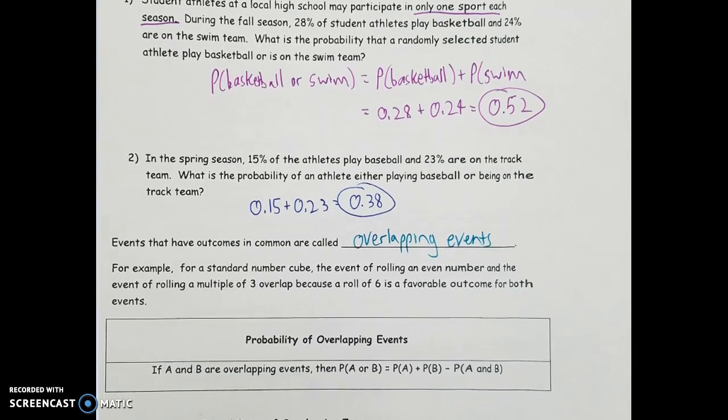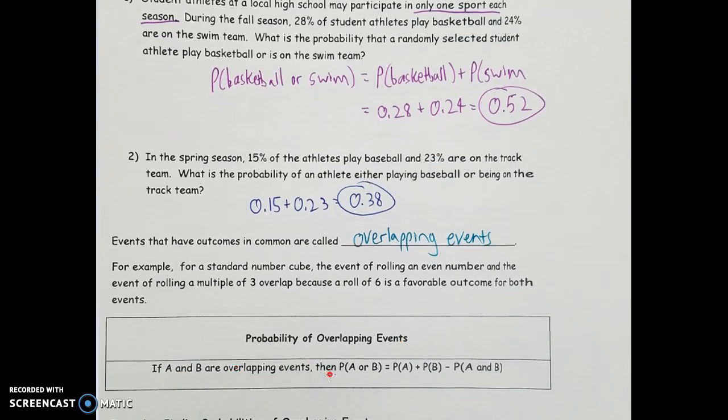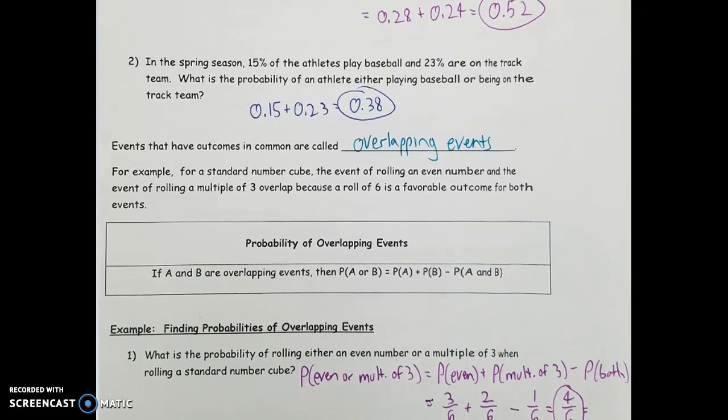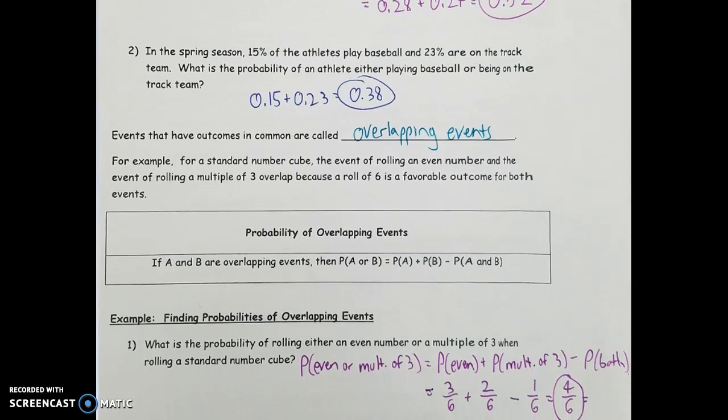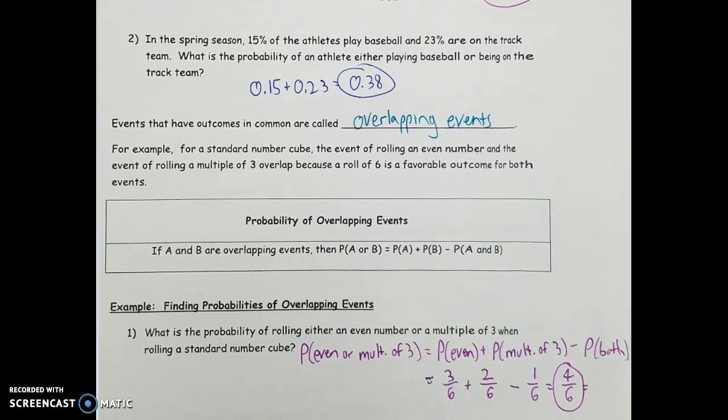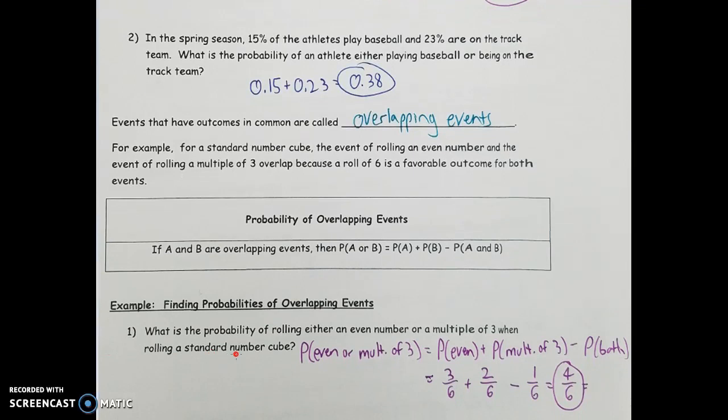So if I do want to find the probability of overlapping events, it's the same idea as when they're mutually exclusive. Probability of A or B is going to be adding the two separate probabilities, except in this case, I have to subtract any area that they overlap. So I have to subtract the probability that it's both occurring at the same time, A and B. And in our example for this, we have the probability of rolling either an even number or a multiple of 3 when we have the standard number cube, and we had that example up above also.